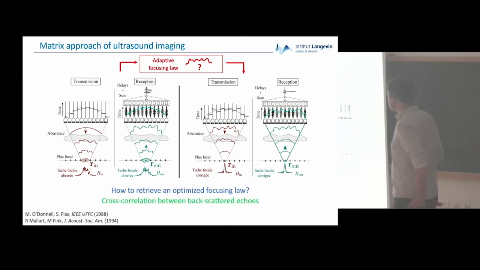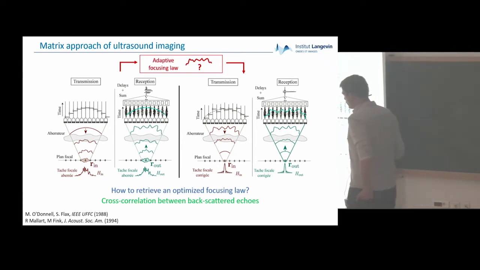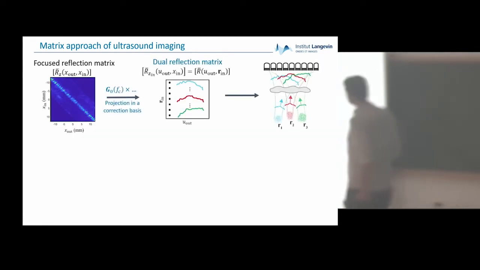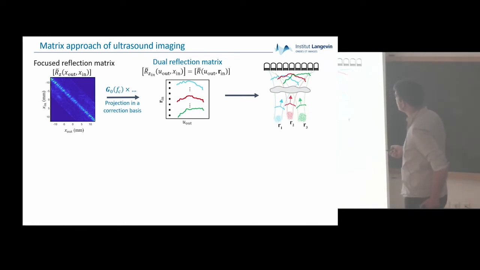So why does this cross-correlation between backscattered echoes work? We can show it with a matrix formalism, and I will show you how the matrix formalism allows you to go beyond this simple cross-correlation. So let's take the focused reflection matrix. We have a set of input focusing points inside the medium, and now I will come back towards a correction basis. Here I will consider the transducer basis, but you can consider whatever basis for correcting. In this case, it will be very nice to project the data in this plane, because this is where the aberration is. We'll see why after. Or you can project in the plane wave basis, whatever basis you want.